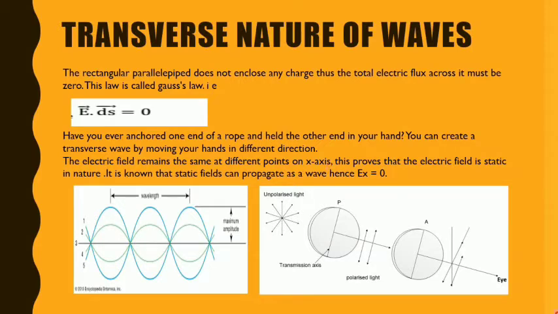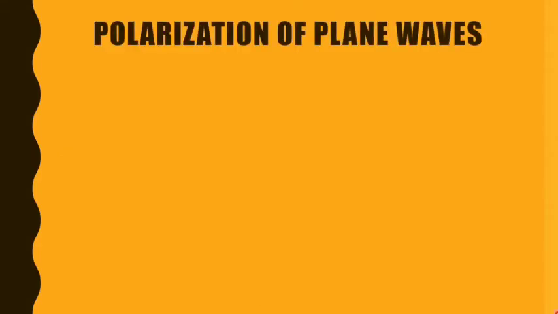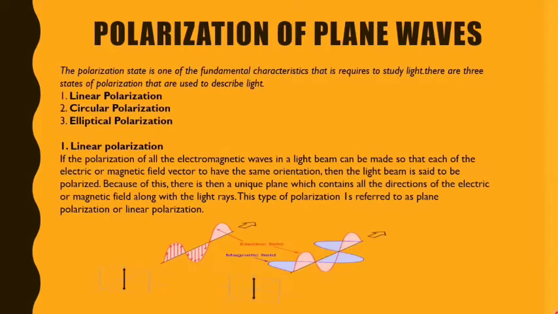Okay. Now we will be knowing the polarization of plane waves. The polarization state is one of the fundamental characteristics that is required to study light. So whenever we study light, we need to know about this characteristic, that is polarization. There are 3 states of polarization. One is linear, second is circular, third is elliptical. So firstly we will see in detail the linear polarization.